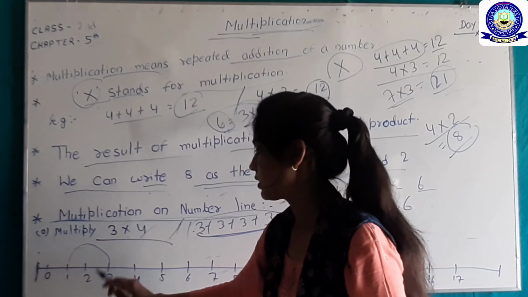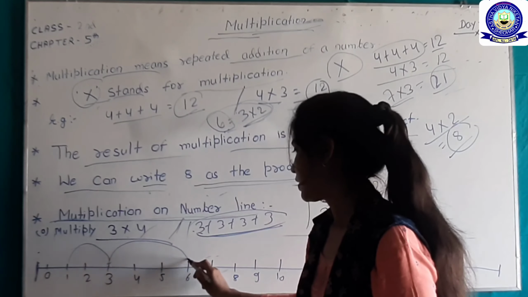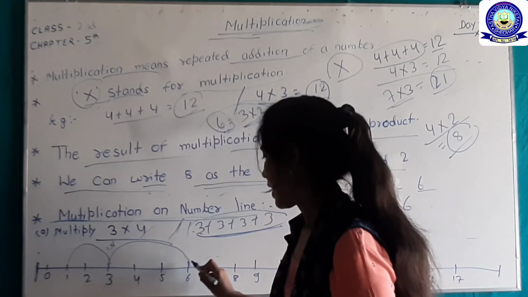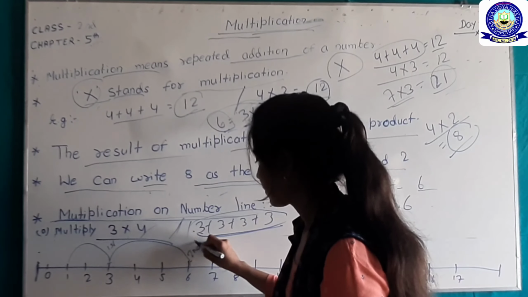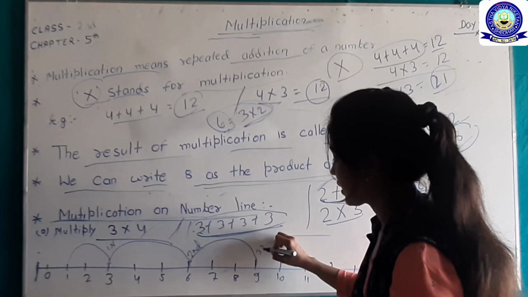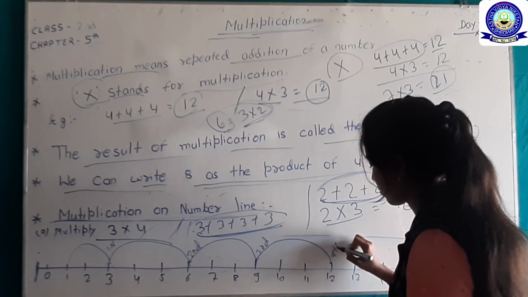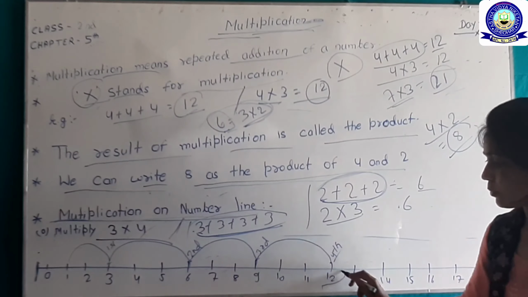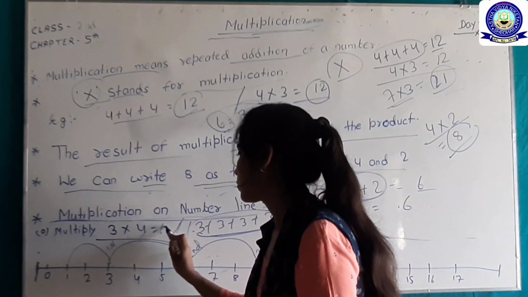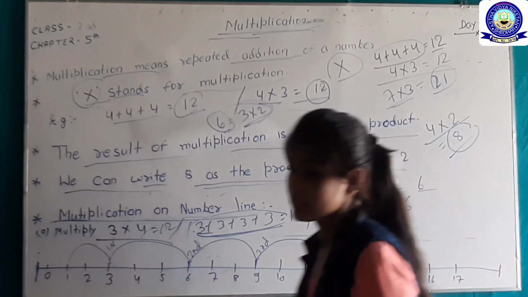1 into 3, this is our first time. 3 into 3, this is our second time. 6 plus 3 we get 9. This is our third time, and this is our fourth time. We get the product of 3 and 4 equal to 12. So 3 into 4 equals 12, and when we add 3 plus 3 plus 3 plus 3 we also get 12. Let's see another example.